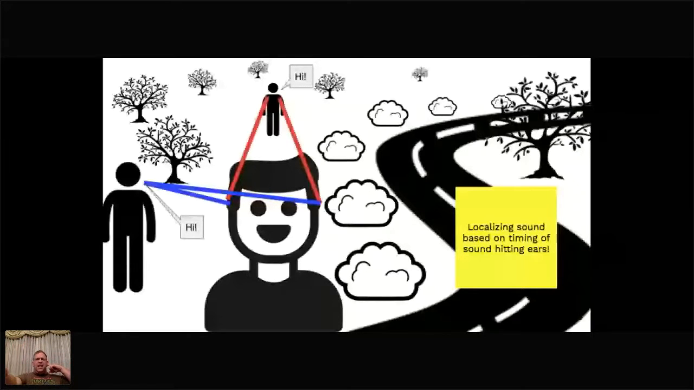If it's slightly off to my right, it will still hit my right ear first, but the delay isn't quite as much. So there's less of a delay between hitting the right ear and the left ear, and that tells me that the sound is probably over here as opposed to over here. I'm being a little technical and really going into detail about this, perhaps overkilling the point.